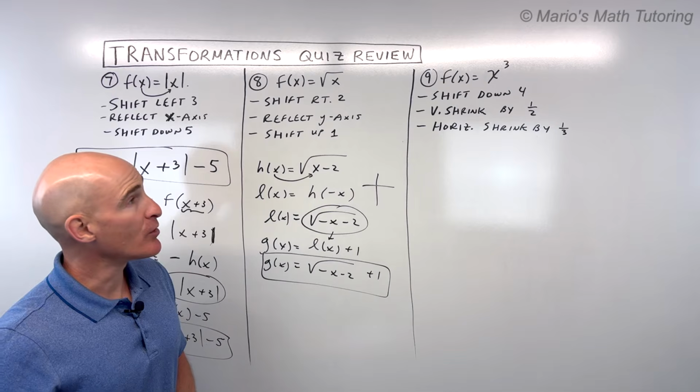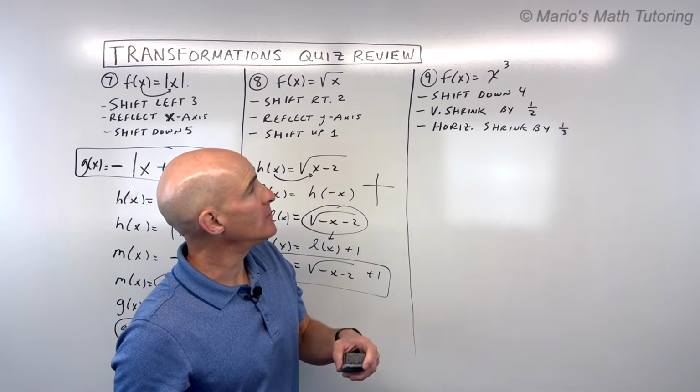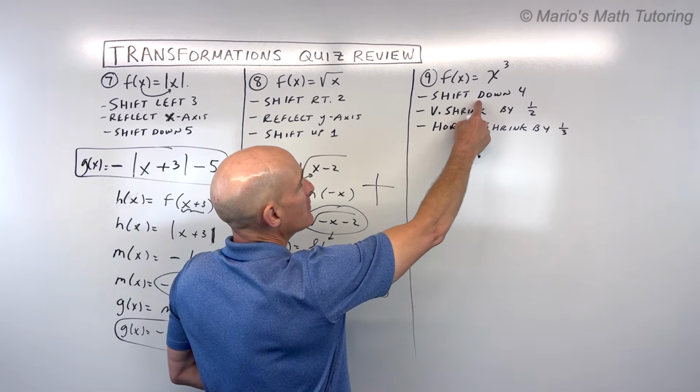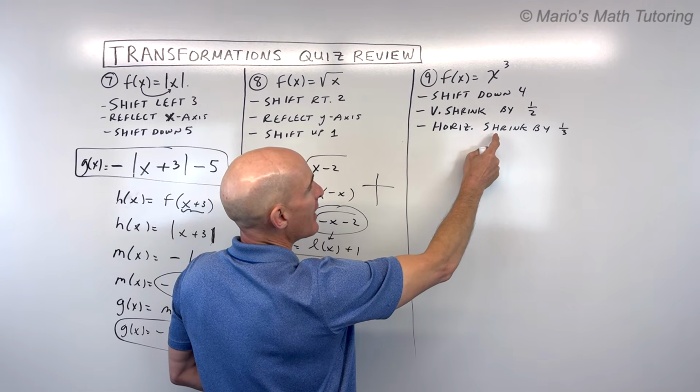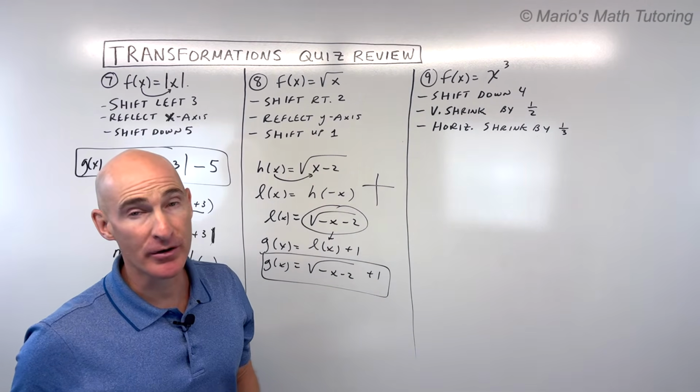And then for the last one, number 9, we're starting with x cubed. And we want to shift down 4, vertical shrink by a factor of 1/2, then a horizontal shrink by 1/3.